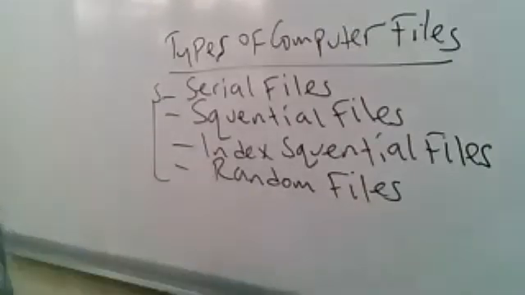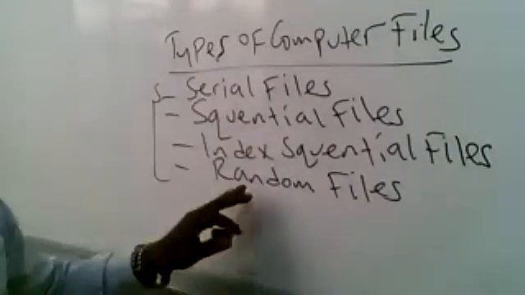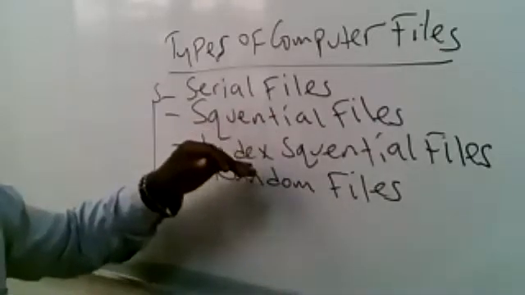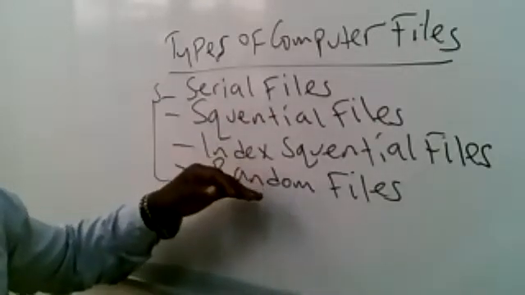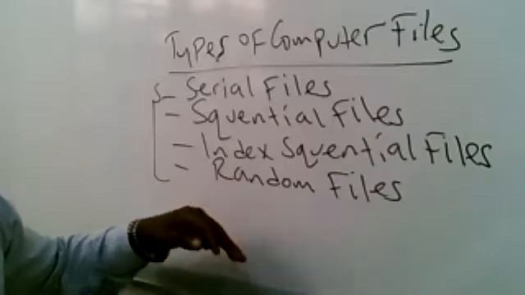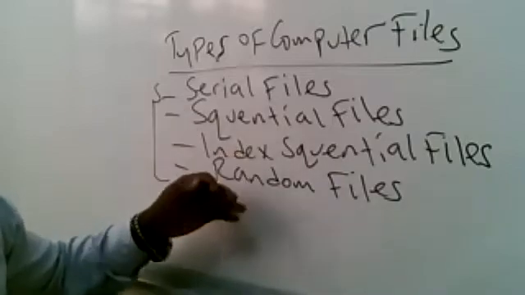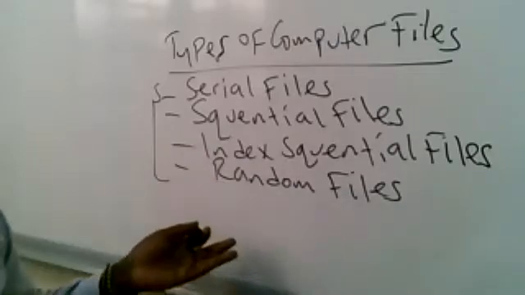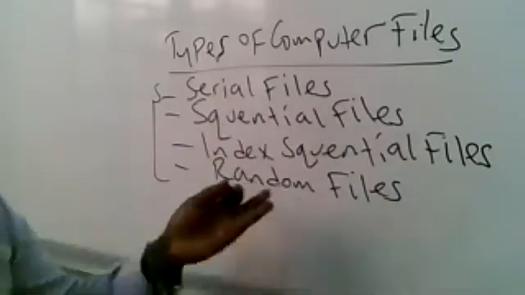Now, first of all, why are they different? All these types of files are different because the way we add information in them is different. The way information is organized in them is different. The way we delete values in them is different. And the way we access or search for values in them is different. That's why these types of files are different.